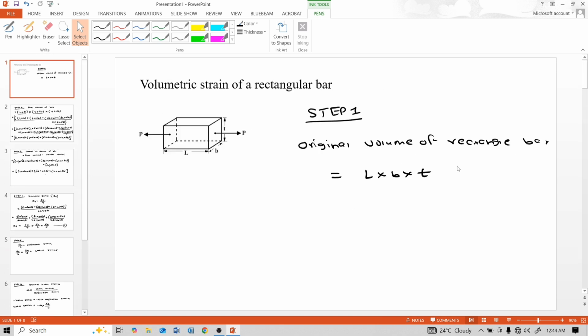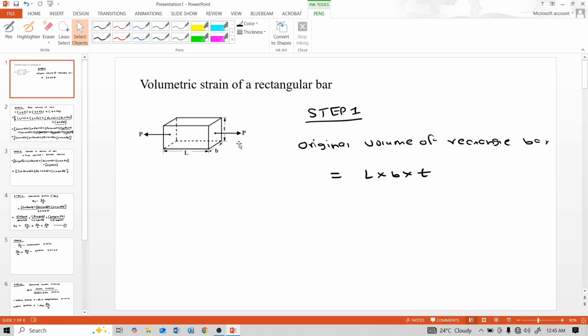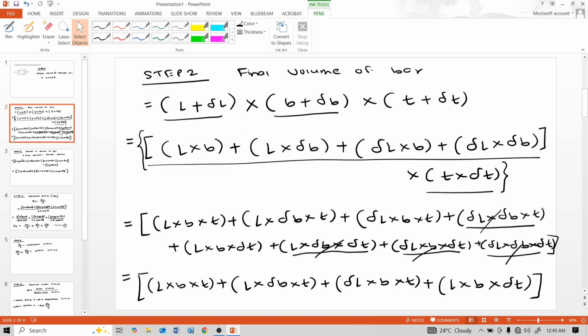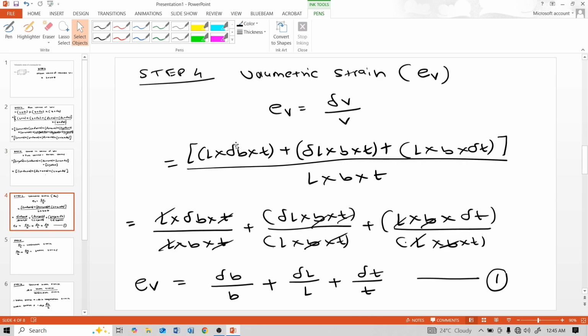Our step 1 is the original volume of the rectangular bar, L into B into T. The final volume of the bar after acting this axial load P along the length is L into B into T plus L into delta B into T plus delta L into B into T plus L into B into delta T. Change in volume of a bar is equal to final volume minus initial volume, which is L into delta B into T plus delta L into B into T plus L into B into delta T. Volumetric strain is change in volume to the original volume. Volumetric strain equation 1 we get from solving.